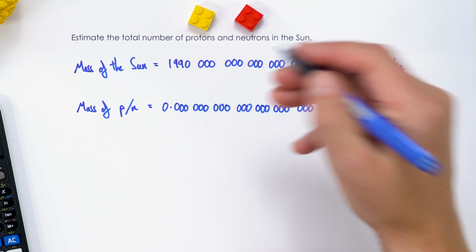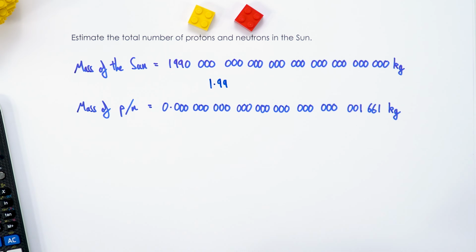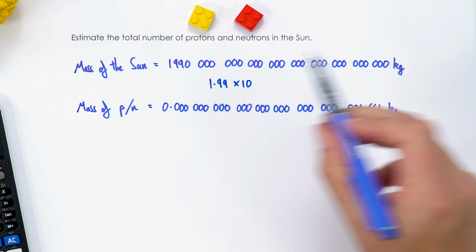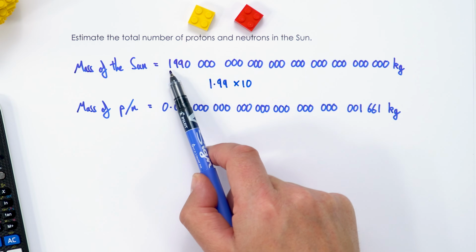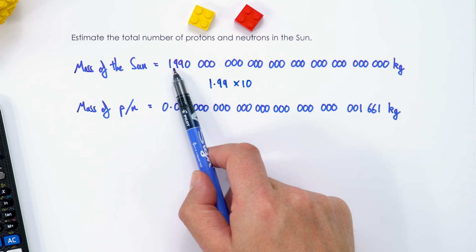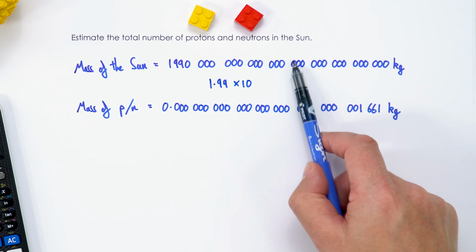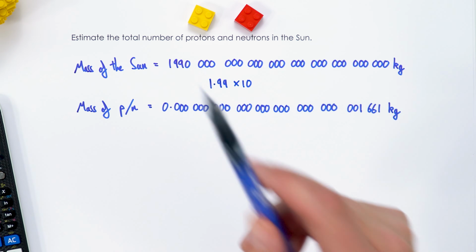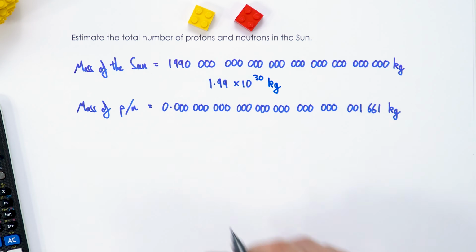So what we can do with the top one is write this as 1.99, and the first number is always going to be between 1 and 10. And then we're going to say this is times 10 to the something. Now, we've got to think about how far we'd have to move the decimal point back to make it go between the 1 and the 9. So if we move it 3, 6, 9, 12, 15, 18, 21, 24, 27, 28, 29, 30 places along, we could write this as 1.99 times 10 to the 30 kilograms. So that is the mass of the Sun.